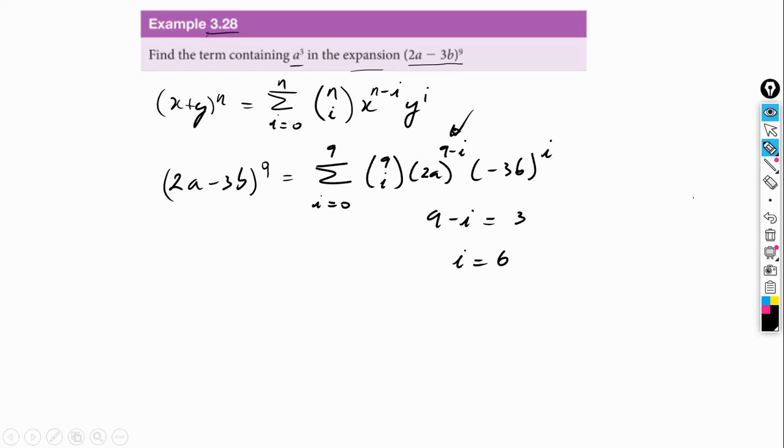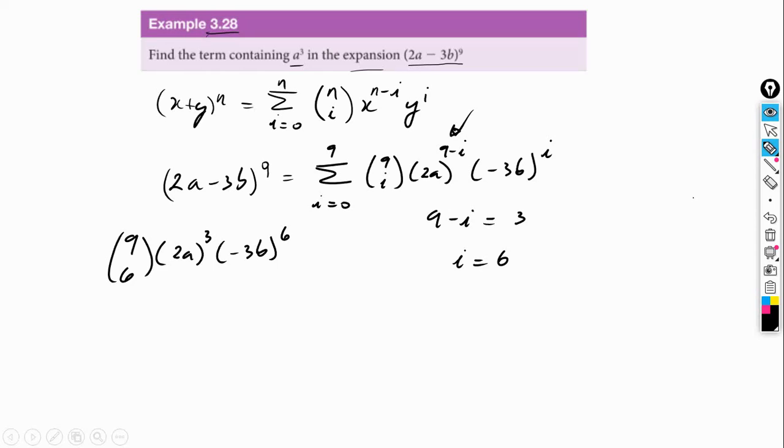So it would be the term where i is 6, which is the 7th term. But let's find it. So we would say, okay, 9 choose 6. Notice that we're just substituting i with 6. So this times 2a to the power of 3, right? Because 9 minus 6 is 3. And this times minus 3b to the power of 6.